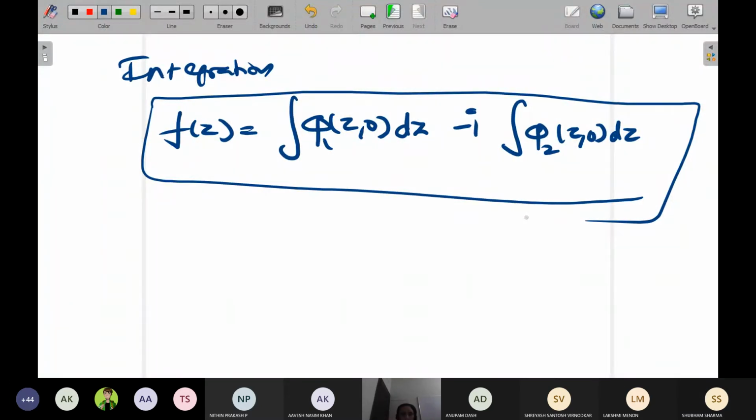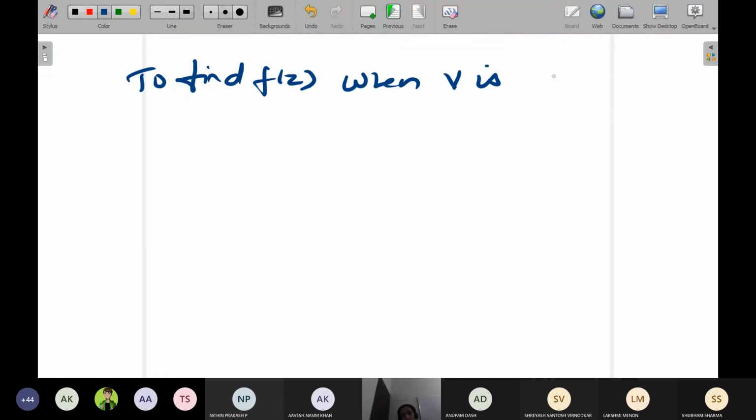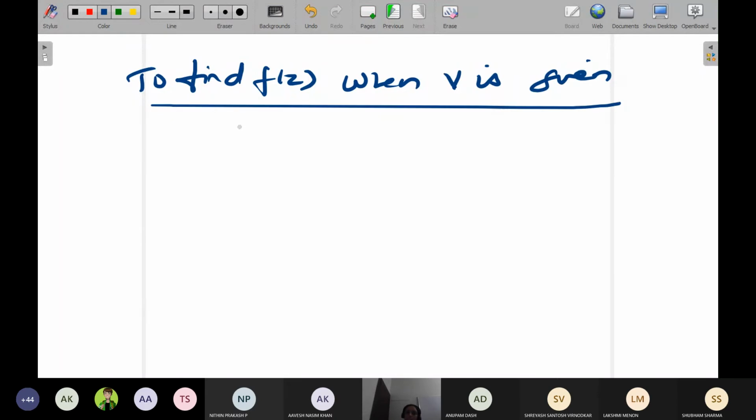Yes, ma'am. Similarly, to construct the analytic function f of z, simply you can write down the method to find f of z when v is given. V is given. Remember what you're using: you're using the Milne-Thomson method.